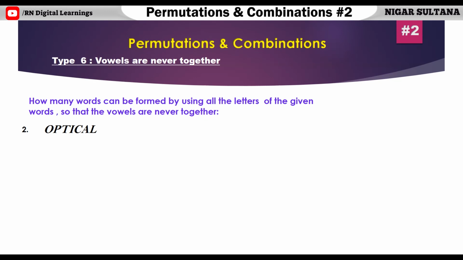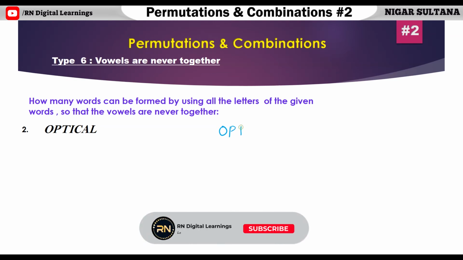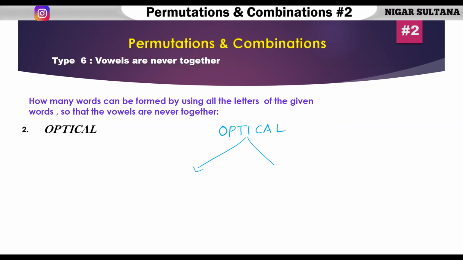Optical. So the next word is optical. Let's divide. So now what are the total number of ways? In this word also none of the letters is repeated. So this is my 7P7, that is 7 factorial, right? So what is 7 factorial? 7 factorial is 5040 minus, what do I need to subtract? I need to subtract the always together, that is, vowels are always together.